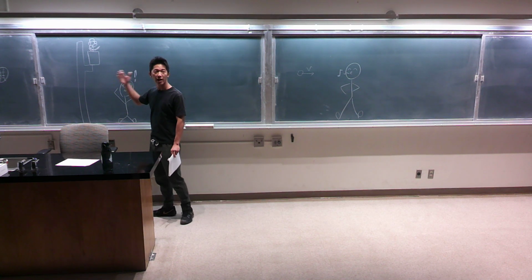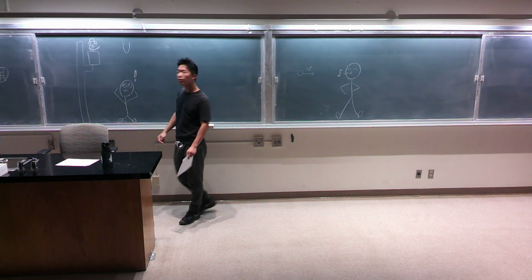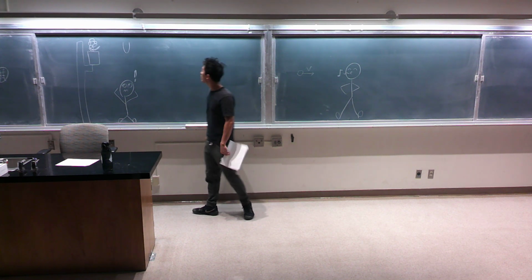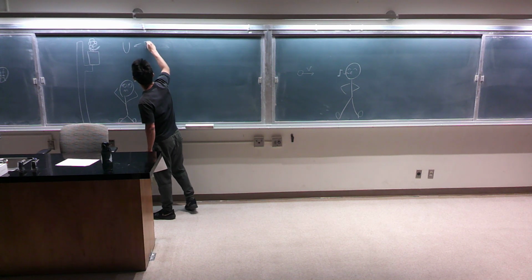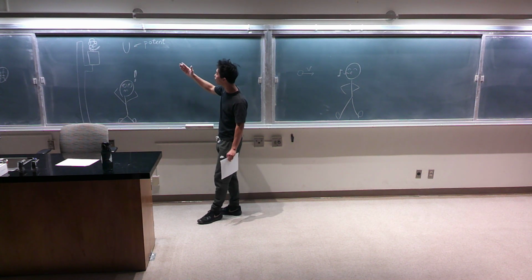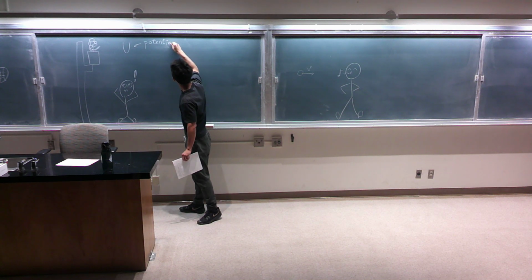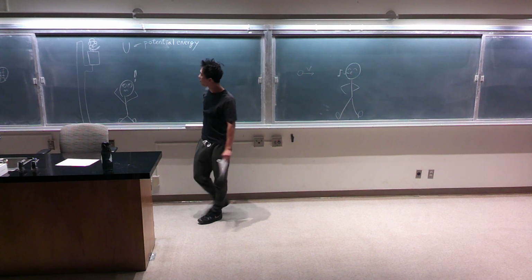So we call this kind of energy potential energy. We use U for potential energy. It's called potential energy because the position is high. That's why it has this energy. This energy is due to the position of the flower pot. But still, it looks scary, so it's energy.